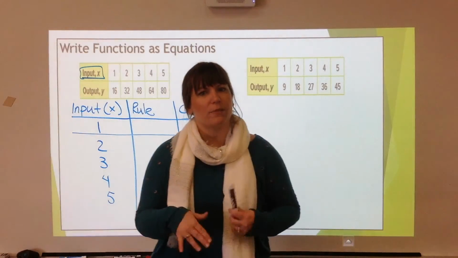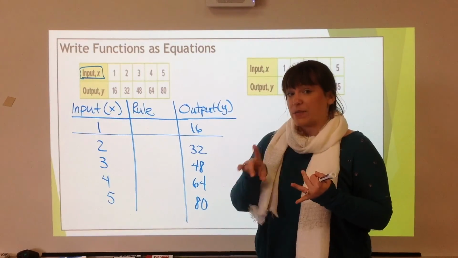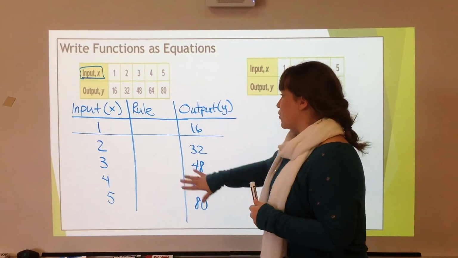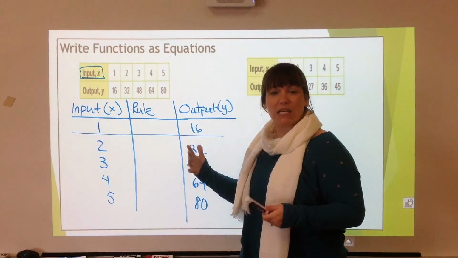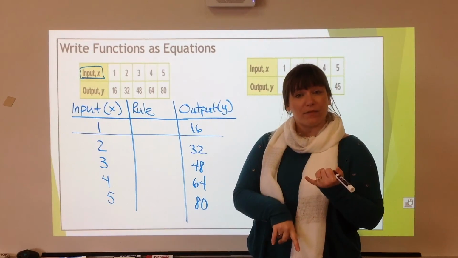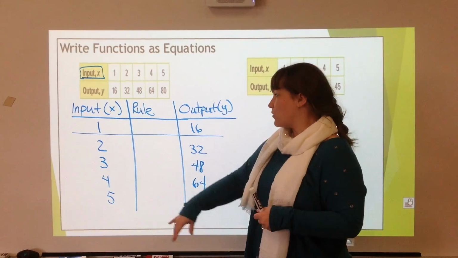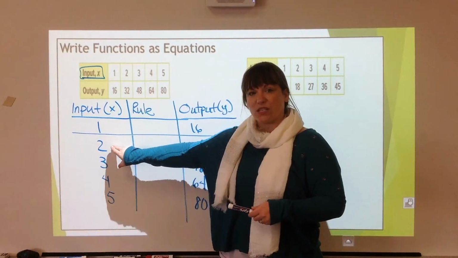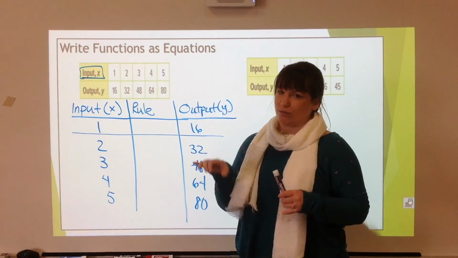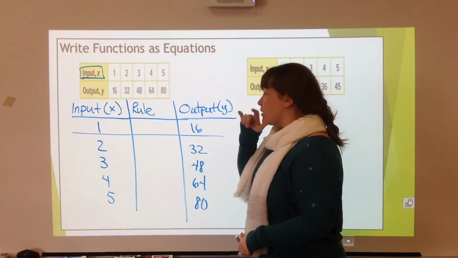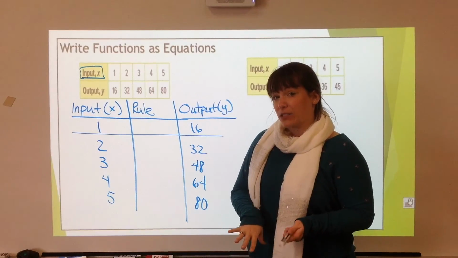Once you have your table set up like this, now you have to start thinking about what's the rule. So we're going to practice our arithmetic and geometric sequences. So how can I go from 1 to 16? Well, I can do 2 things. I can either add 15 or I can multiply by 16. So let's test those out. If I add 15 to 2, do I get 32? No, I don't. So let's try the geometric sequence.